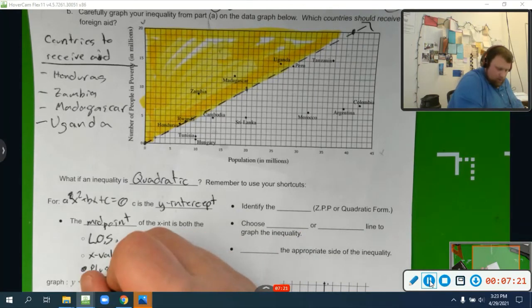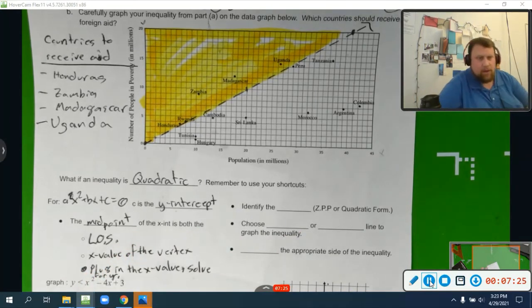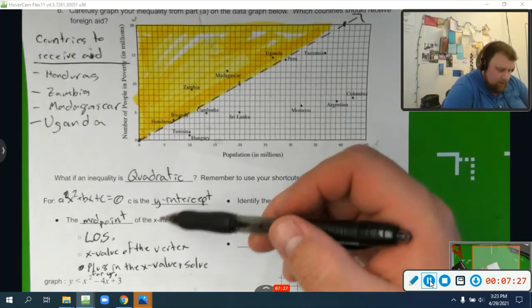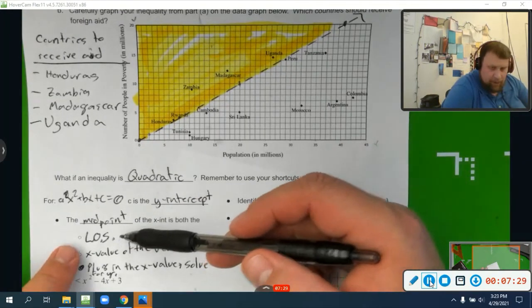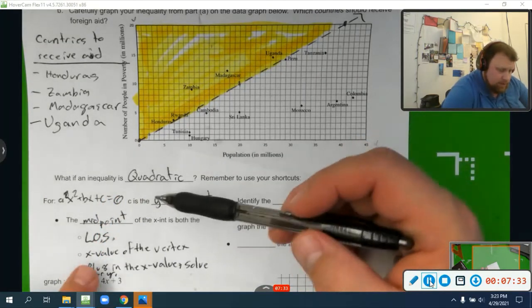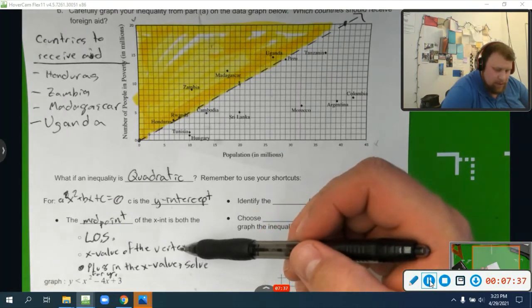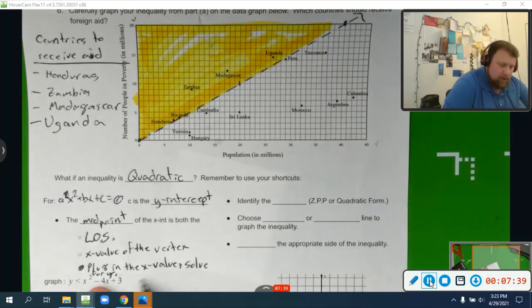Solve for y. Maybe you'll write it better than me. So, the midpoint of the x-intercepts is the line of symmetry, right? That midpoint, that x value in between the two x-intercepts, is not only the line of symmetry, it's also the x value of the vertex. And to get the y value, plug in the x value and solve for y.